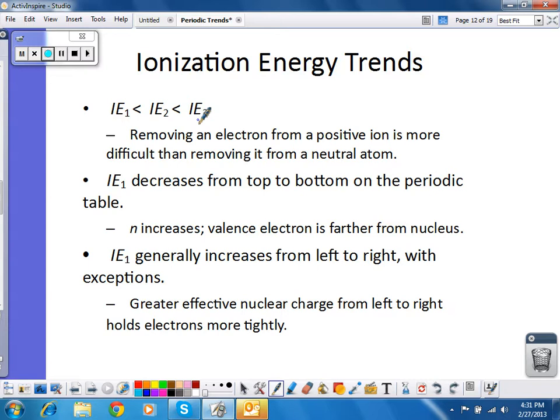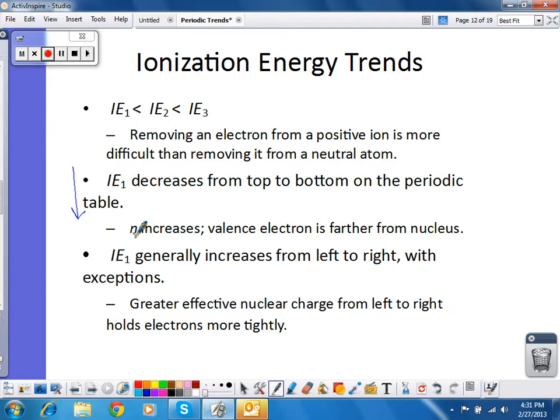So when I look at trends in ionization energy, and we'll just look at first ionization energy, ionization energy decreases as we go down the group. So as you go down the group on the periodic table, ionization energy decreases. And that is because as n goes up, the radius goes up, so the valence electrons are farther from the nucleus and they're easier to pull off.